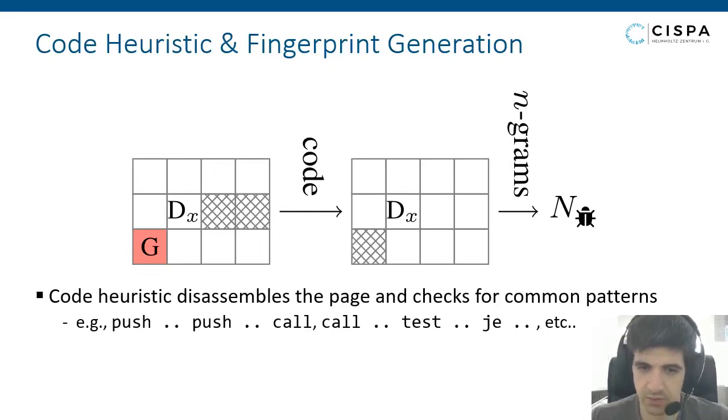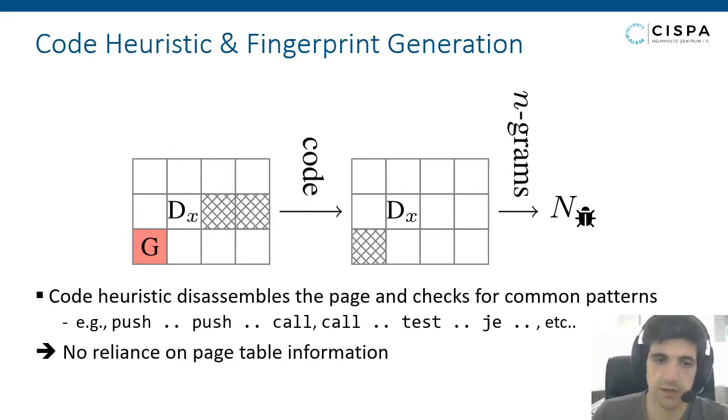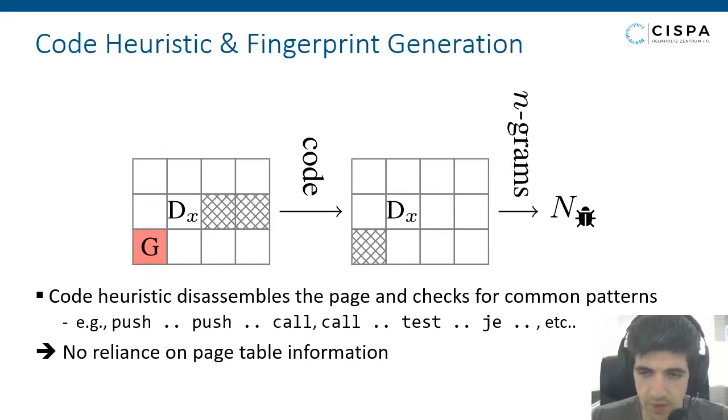So for example, a push, a call, then you do a call, a test, and then a conditional jump. And depending on how many of those patterns you find, we consider it a code page. The details can be found in the paper. It's important here to mention that we do not rely on page table information or OS information, because we want our approach to be generic.